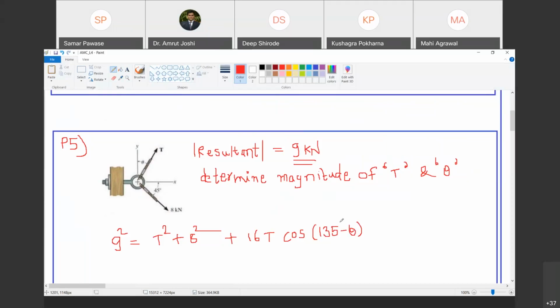Mind you, this is in degrees. ये डिग्री में है. So make sure that your calculators are on degree mode. रेडियन मोड पे नहीं होने चाहिए. So ये मिल गया. So this gives me the first equation between T and theta. चलो. Now tell me, अब next equation मैं क्या लिखूं?